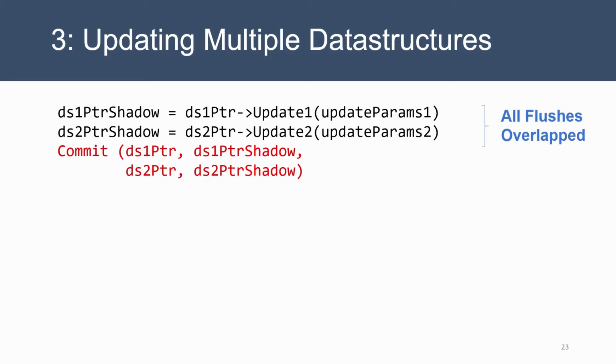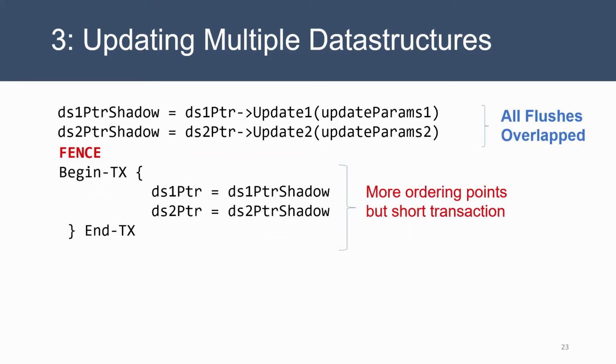And so for that, we currently fall back to a transaction. But this is a very short transaction because we are only updating a single pointer or a few pointers. So there are more ordering points, but it's a short transaction. Once again, for a lot of cases, we've observed that you can actually avoid this transaction altogether by rolling up the updates and performing the functional shadowing at a higher level.